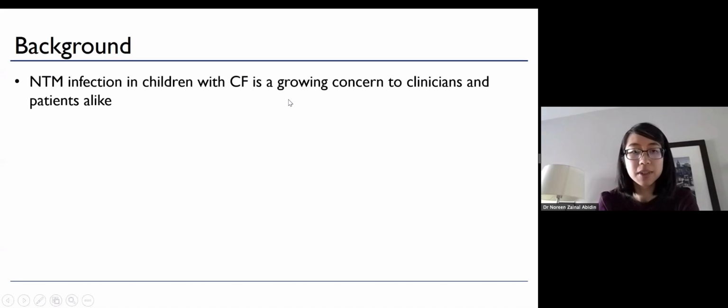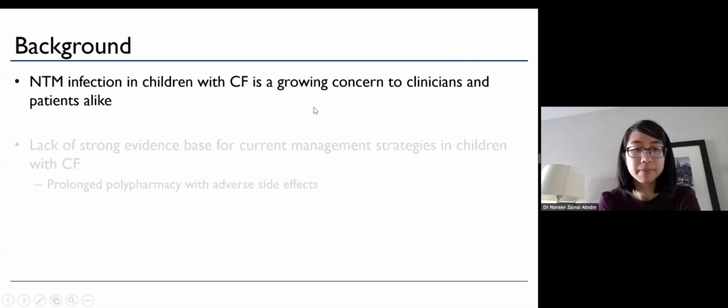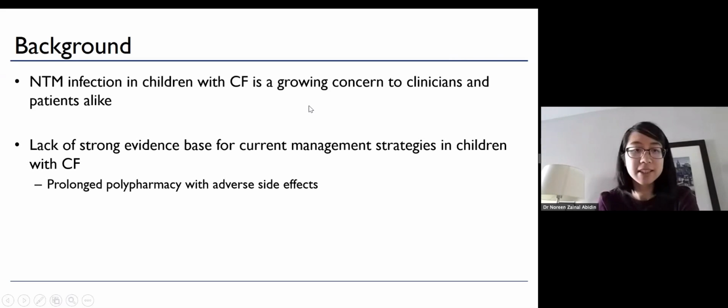It's associated with a significant decline in lung function, it's difficult to eradicate, and most importantly, it excludes patients from consideration for lung transplantation. Adding to this concern is the high treatment burden that patients are subject to, particularly those that are diagnosed with NTM-related pulmonary disease.